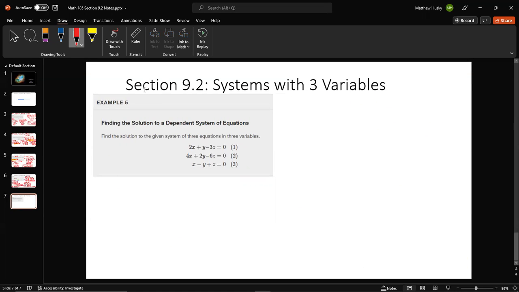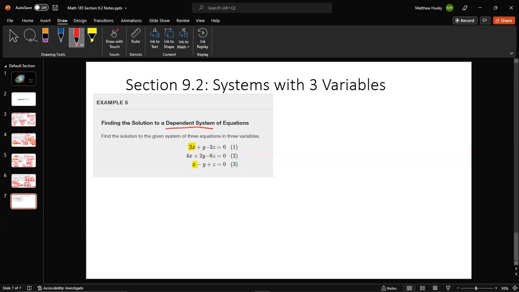Find the solution to the given system of 3 equations and 3 variables. Notice they tell us from the get-go this one's going to be a dependent system. So let's see. Let's come up with a way to eliminate some stuff, shall we? Let's do, I see I have a 2x and an x.